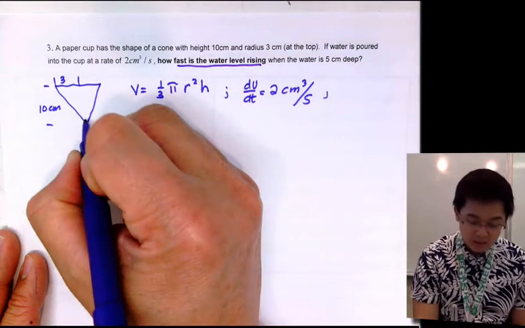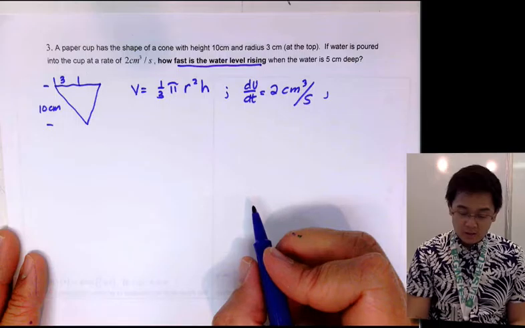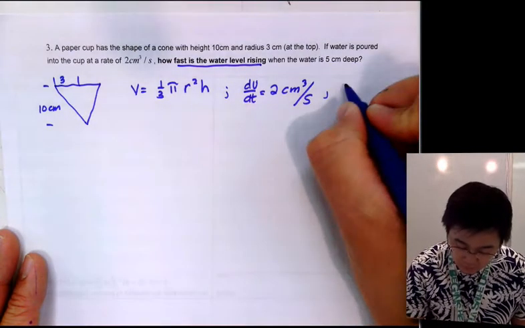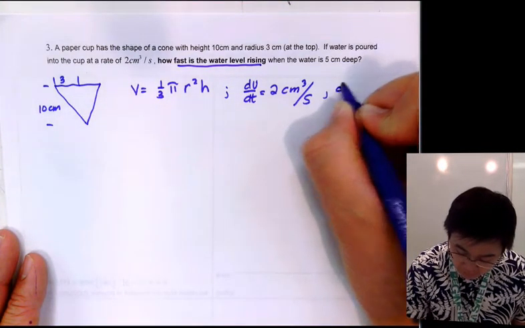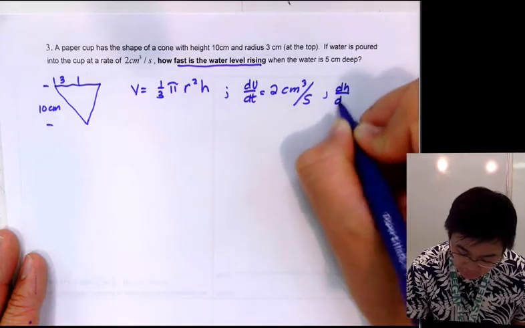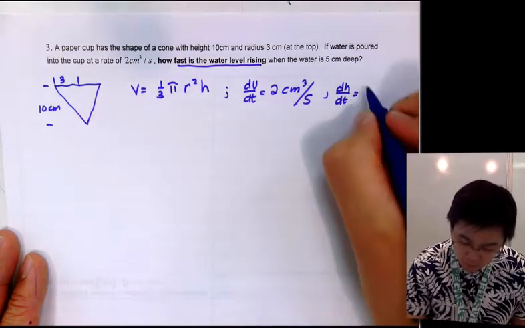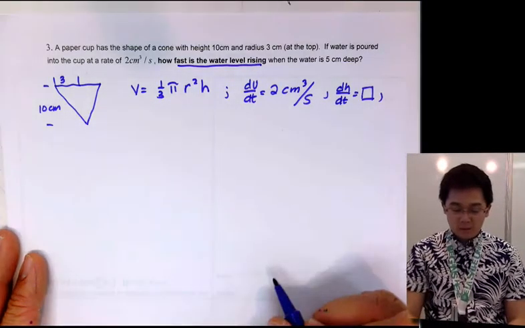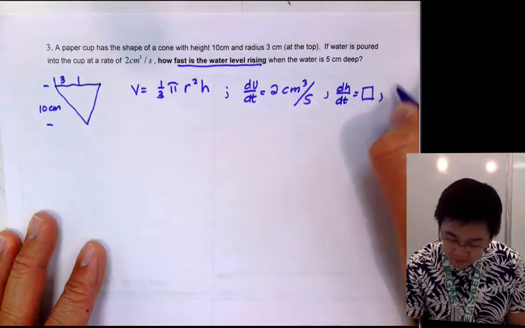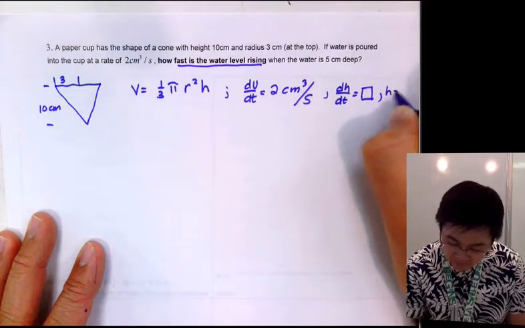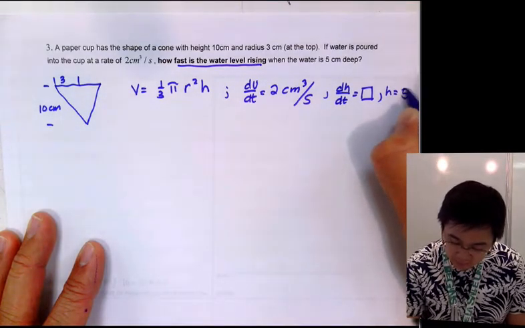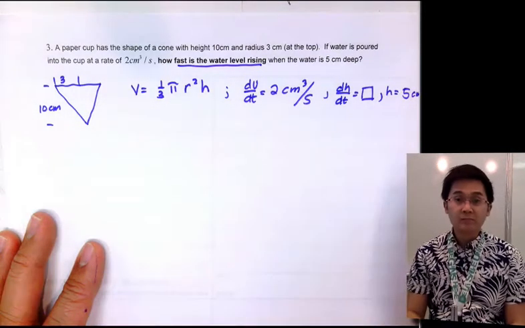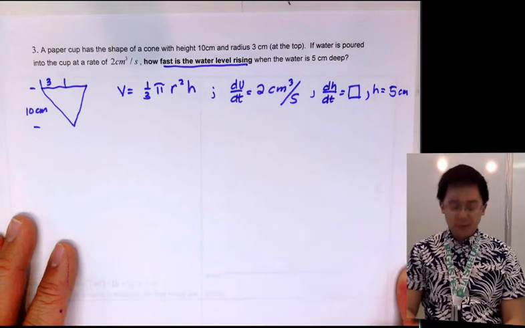So that means the height of the water as it rises in the cup, so dh over dt, because that's the height of the water, and we need to find it using implicit differentiation. And the height of the water at that instant is 5 centimeters. So these are the information that we have.